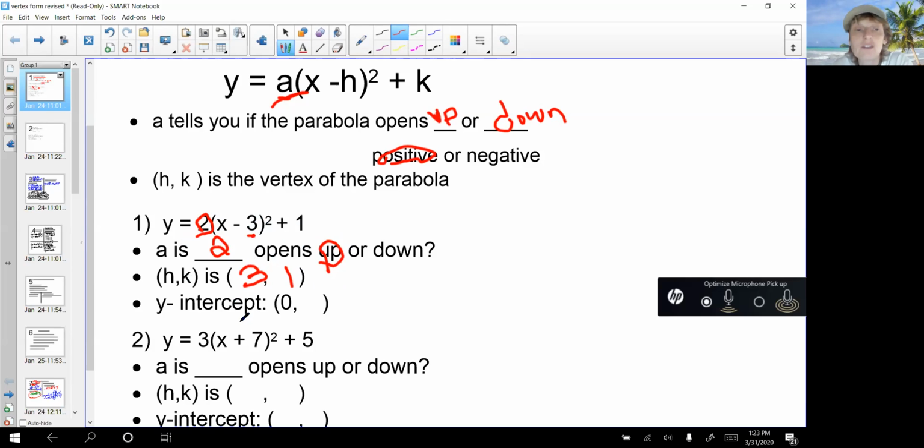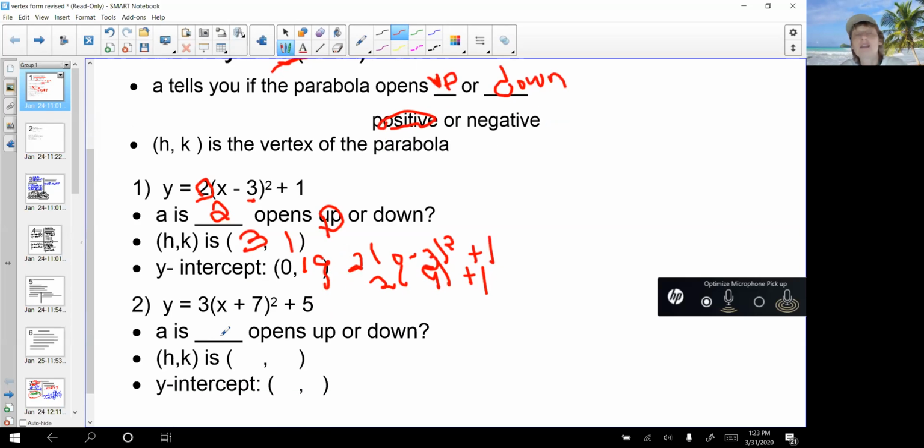The y-intercept is where I'm going to put a 0 in for x. So it's 2 times (0 minus 3) squared plus 1. So this is 2 times 9 plus 1. So that's 2 times 9, which is 18. Add the 1 and it gives me 19. So there's that.